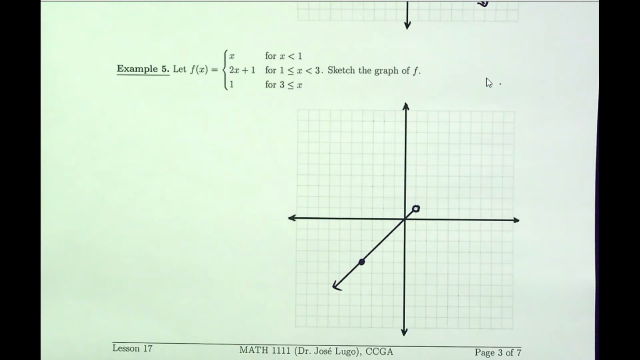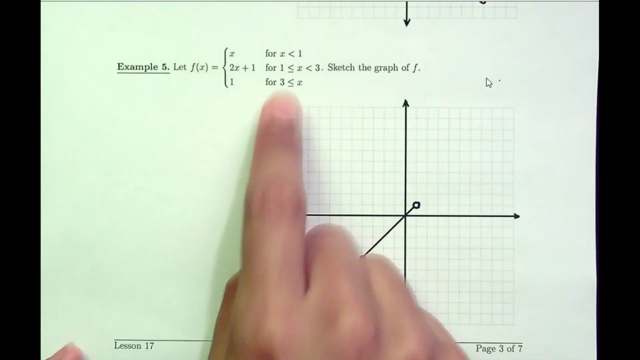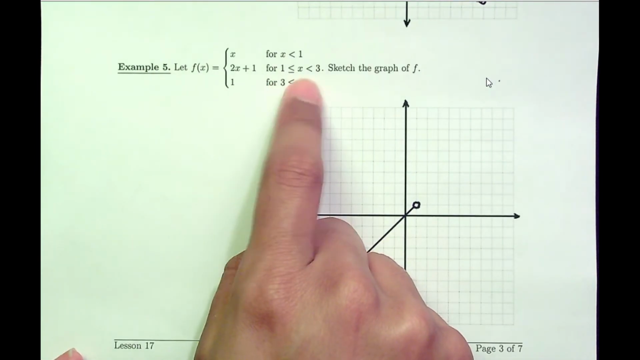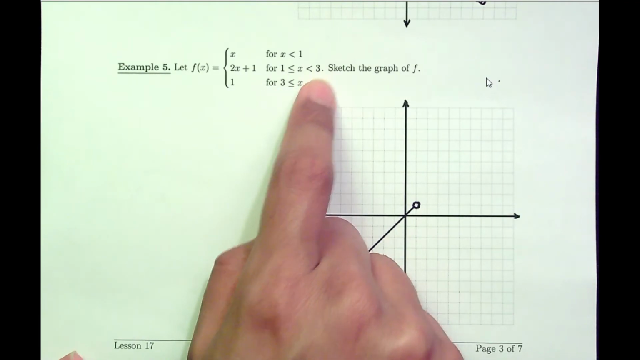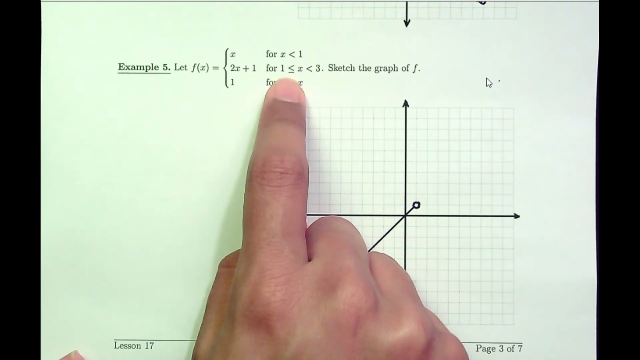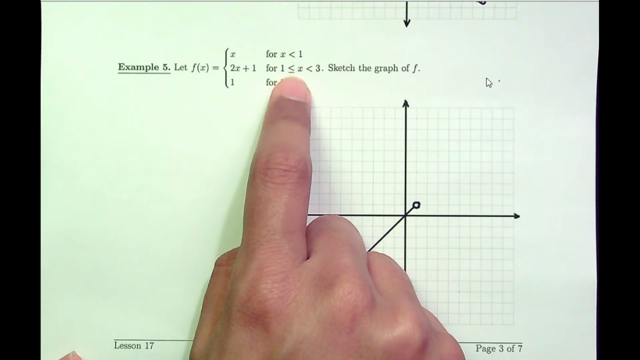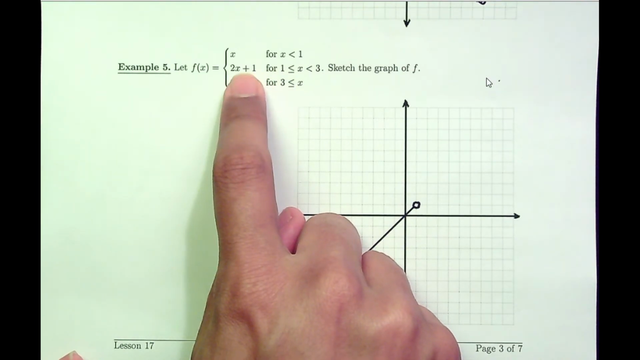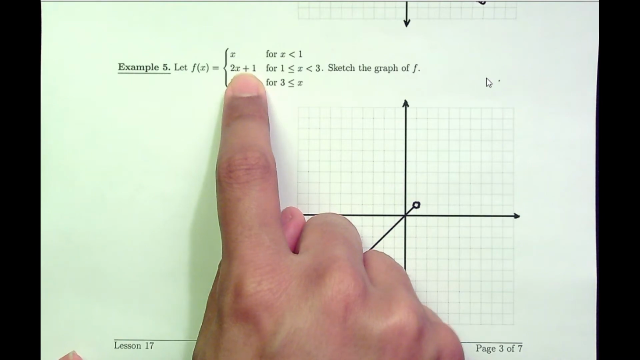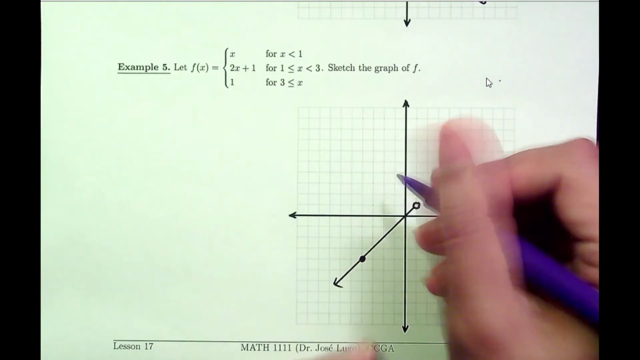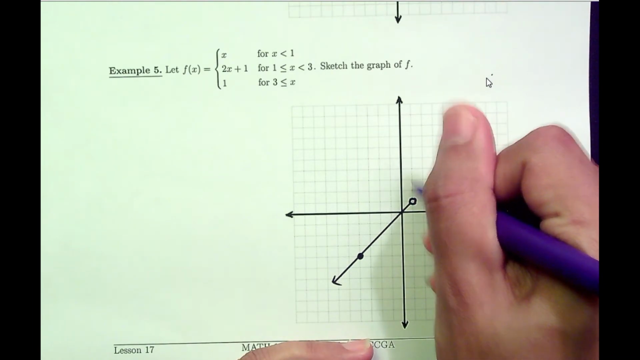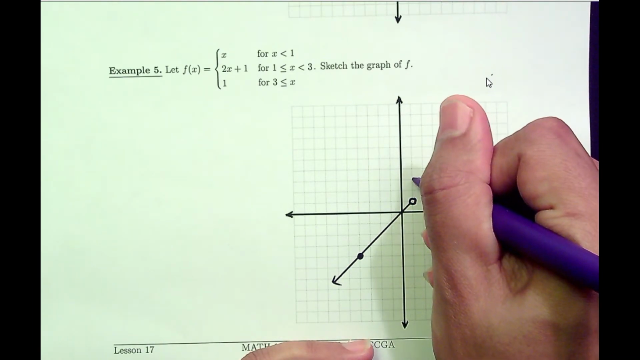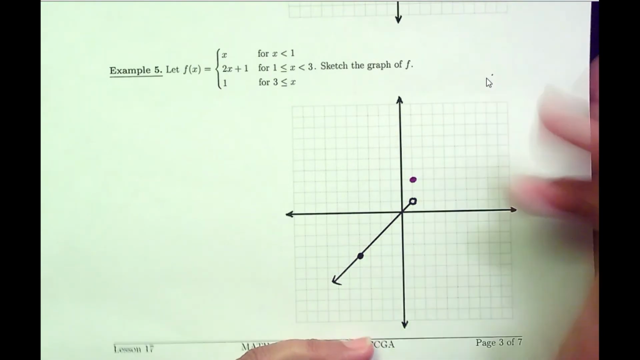Now let's draw the graph for the middle part. The middle part starts at 1 and ends at 3. The 1 you do include, x equals 3 you do not include. So let's see where it begins. If I plug in 1 here, I will get 3. So when I plug in 1, I will get 3. That is included, so fill in the dot.